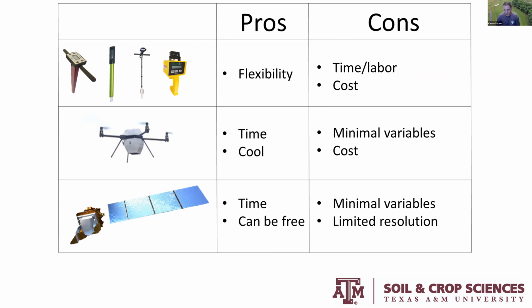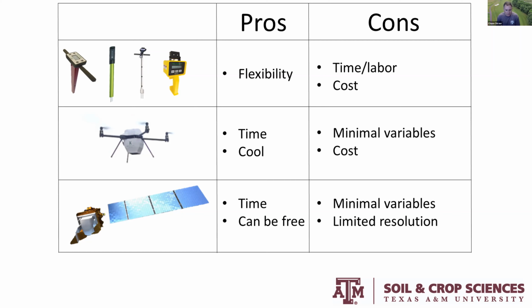One of the cons is the minimal variables. You're typically only getting NDVI, NDRE, some kind of thermal. All of that's useful, but it'd be nice to also have some of these other variables too, especially soil moisture. In some cases, especially in my part of the world, salinity is really important, especially along the coast. And then cost. It can be costly to pay for the drones, just like any of these technologies that we're talking about today.